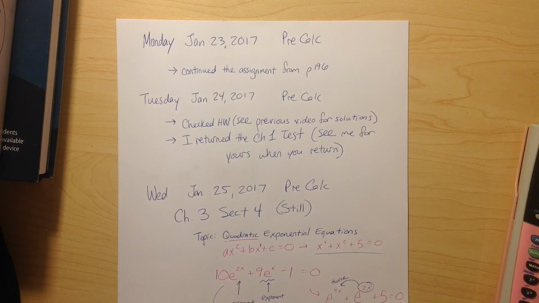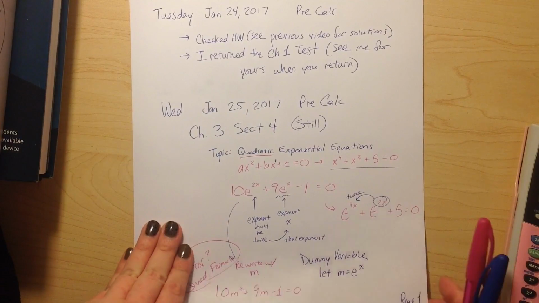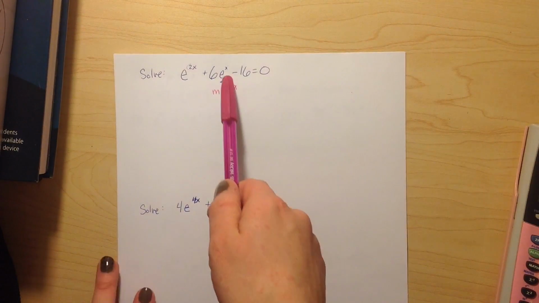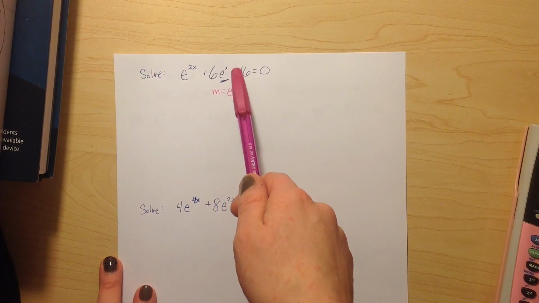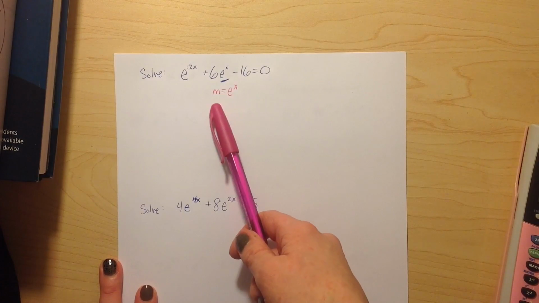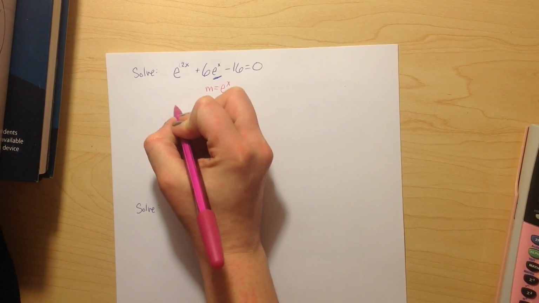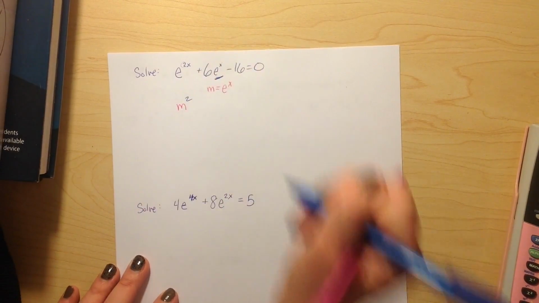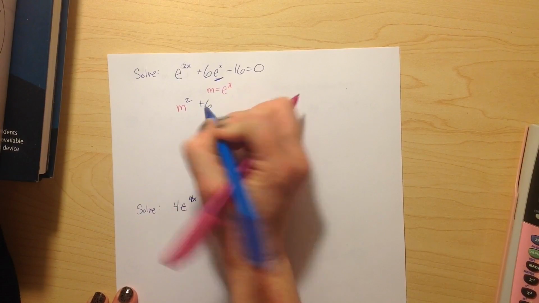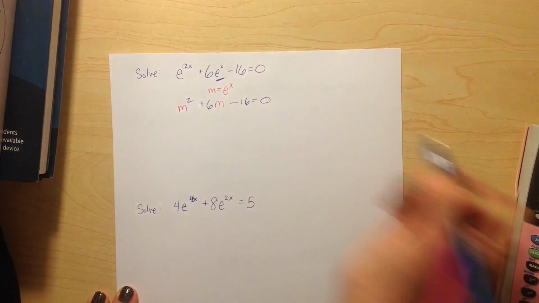So we are back, ready to do some actual example problems with this quadratic exponential equation idea. So let's take a look here. Notice we are in quadratic form. I have e to the x, and then twice that exponent would give me 2x, so that is good to go. I am going to use this dummy variable m, substituting it in for e to the x. So I have right here m squared, because that's e to the x squared. This is going to be plus 6m minus 16 equals 0.